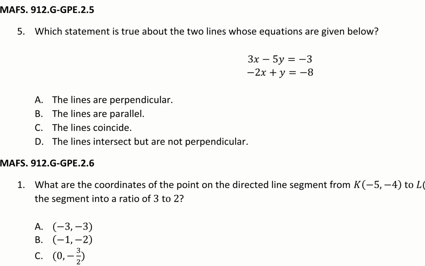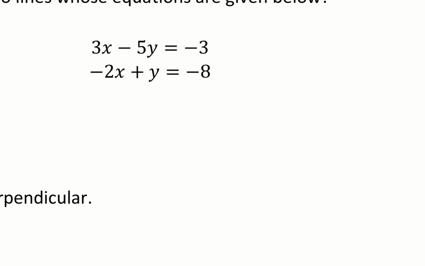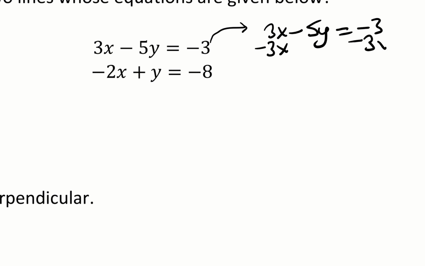Right? Which statement is true about the two lines whose equations are given below? Are they perpendicular, parallel, etc.? So we need to find the slope of these two lines. So again, we got to solve them just like we usually do. We convert them to slope-intercept form. So let's solve for y by getting rid of 3x. So subtract it because this is a positive right here. Bring down the negative 3x part first, and then bring down the minus 3.